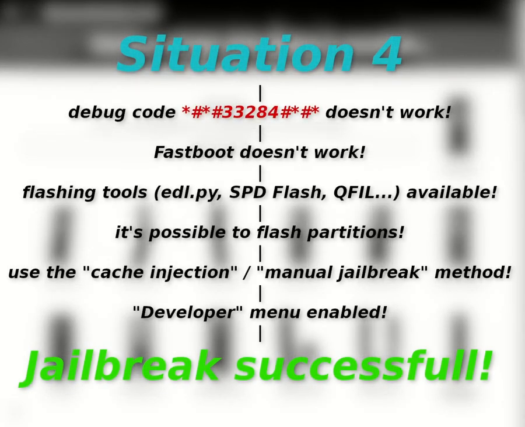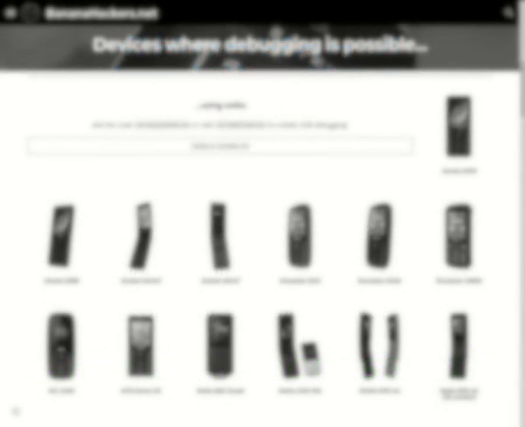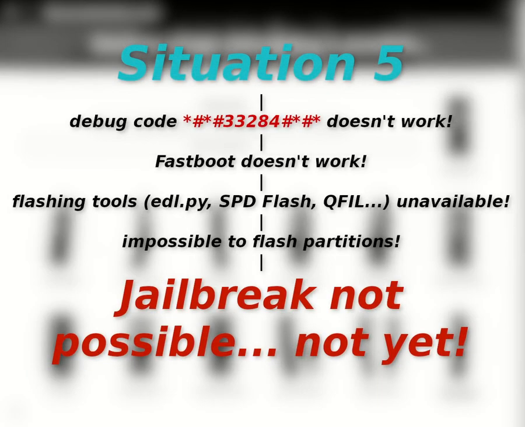Situation 4, typical for all the locked devices. The debug code does not work and fastboot is not available, even to flash the partitions. Let's check if we have other tools to flash the partitions. If yes, we can use the cache injection method, and we will get the developer menu. Jailbreak succeeded. Situation 5. The debug code does not work, fastboot is not available and we don't even have tools to flash the partitions. Jailbreak is not possible.